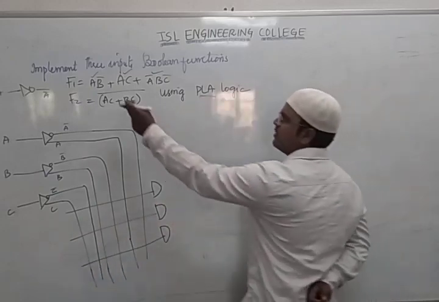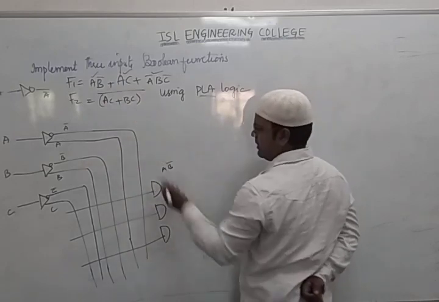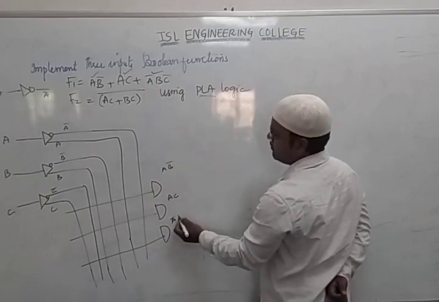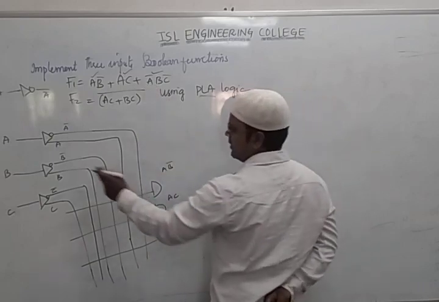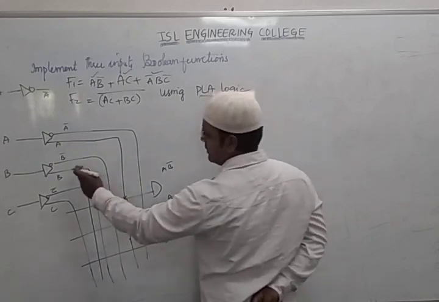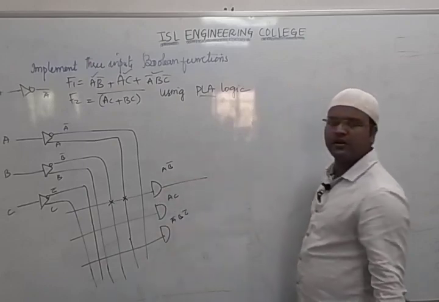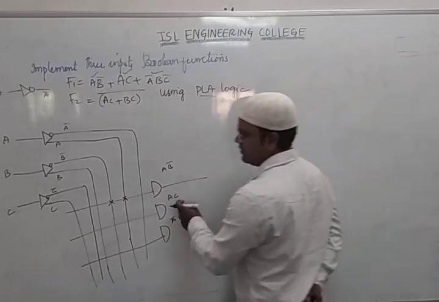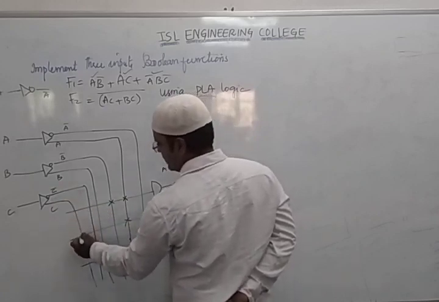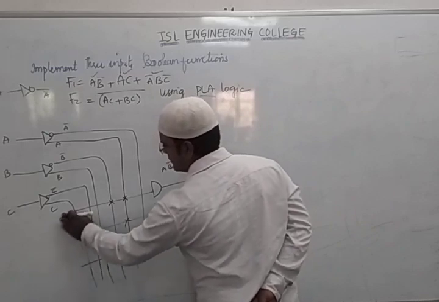What do I need to get first for F1? I need to get A and B complement. For the second one I should get AC. For the third I should get A bar, B and C bar. So what is A? A line is here. This is one cross mark. Then it is B complement. B complement is this. Right? So this is my first connection, I got it. Similarly for AC, what is A? Here is A. And where is C? Here is C. Right? That also we give the connection.